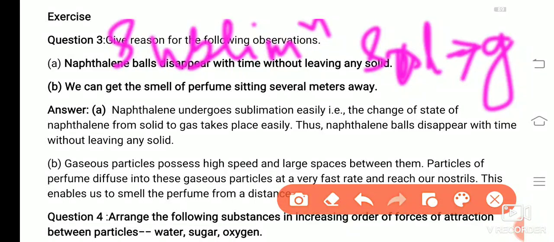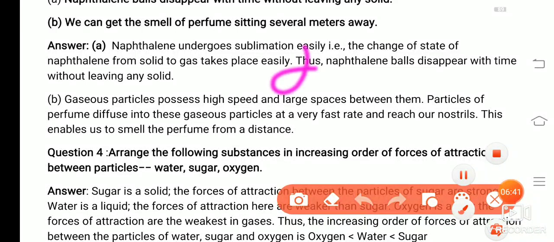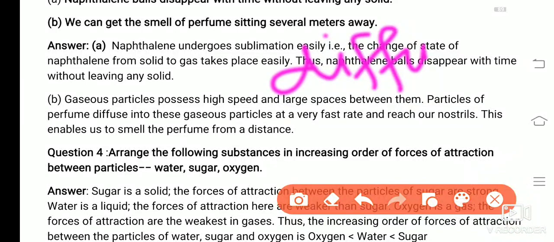Right? Naphthalene undergoes sublimation easily. That is the change of state. Naphthalene from solid to gas takes place easily. Next question is, we can get the smell of perfume sitting several meters away. So here what is the concept? The concept is diffusion. The diffusion concept is applied.